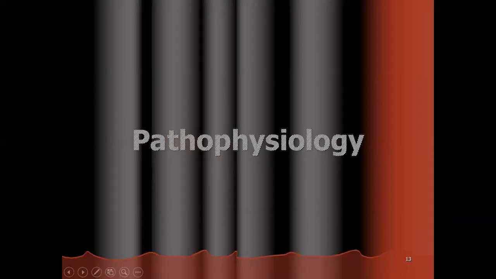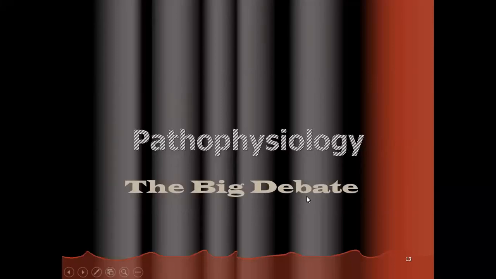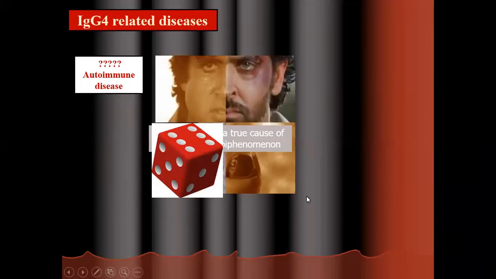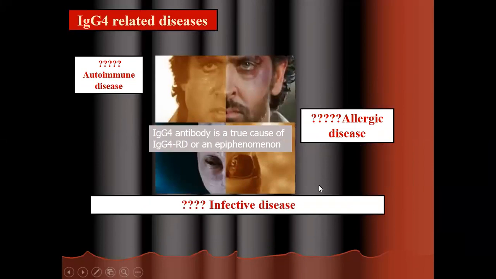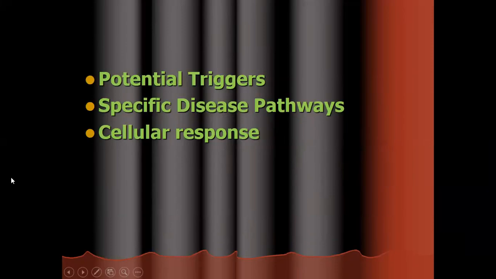Now to the pathophysiology of the disease, which is another dilemma. How to categorize this disease? Is it an autoimmune disease? Is it an allergic disease or infective disease? Is the IgG4 antibody a true cause or an epiphenomenon? All of these are on the table. So to clarify, let us go to the basic elements. What are the potential triggers for this disease? What are the specific disease pathways that are activated during development of this disease? What are the types of the infiltrating cells?